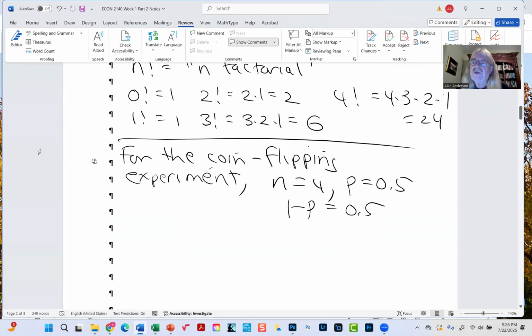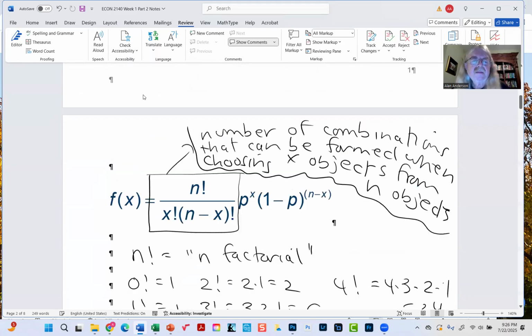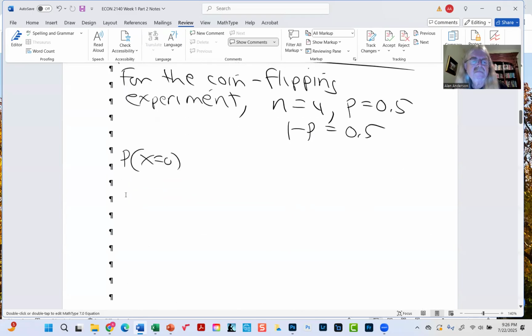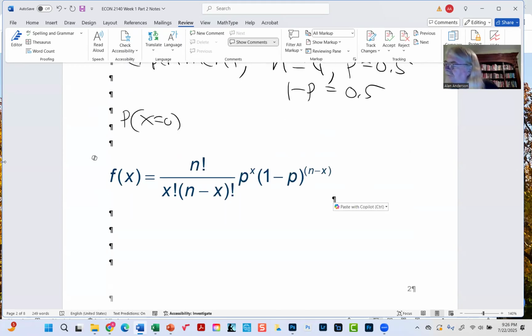Now, what I'd like to do is show you how to calculate all the different possible values of x, the probability that x equals 0, 1, 2, 3, and 4, just to get some practice, okay? So we'll start with the probability that x equals 0. And here's the formula one more time. So that means, given that, once again, n is 4, p is 0.5, so is 1 minus p.